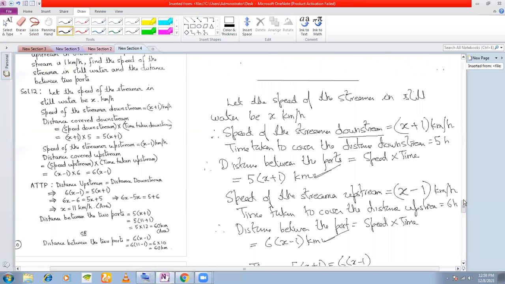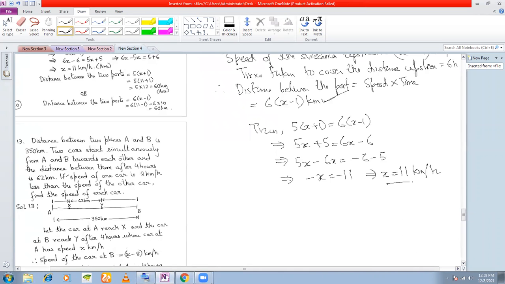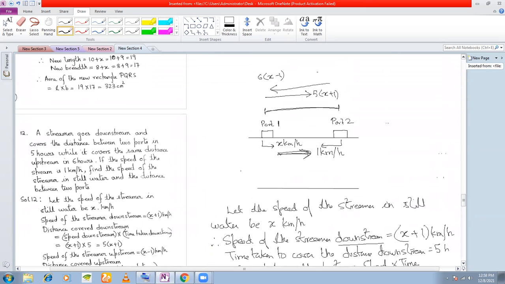Now, what is the question here? Find out the speed of the streamer in still water. The speed of the streamer in still water is 11 kilometer per hour. Sir, then the speed 1 kilometer that is given in the question, which one does that define, upstream or downstream? The speed of the stream here is 1, that is, the speed of the water here is 1 kilometer per hour. Okay.